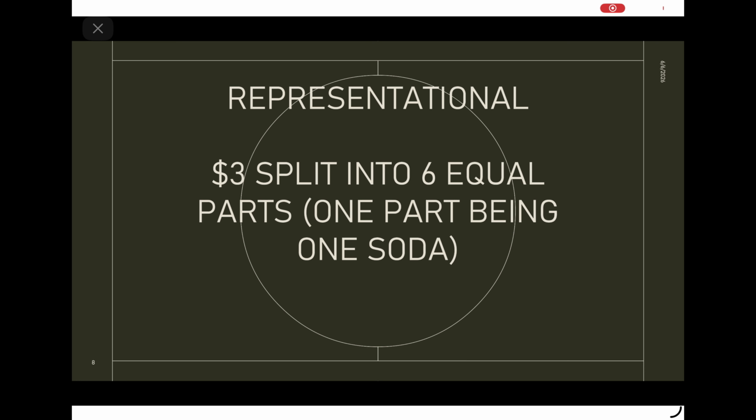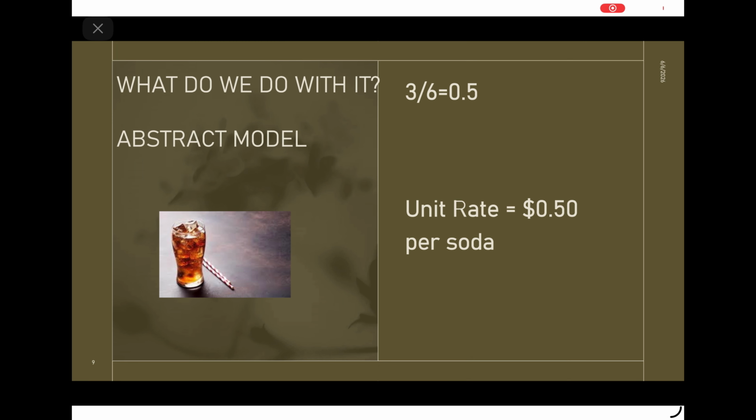Now this can be representational, like $3 split into 6 equal parts, one part being 1 soda. So this means we can use drawings or visuals instead of real objects. If you were to draw the 6 sodas and then the $3 bills going in, each section represents 1 soda, and this helps us see the equal sharing instead of just imagining it. So I want you to look at your model and think, what do each equal parts represent? Like, what do we do with it?